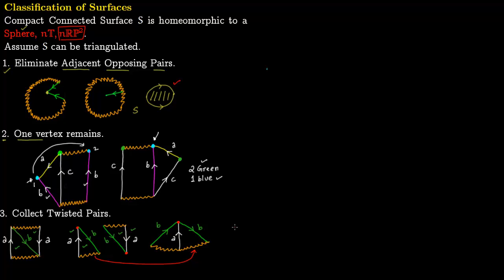So notice that for RP2 we have this. You have a disk and you identify edges like this. So in sphere, both of the arrows are going in the same direction. Here they are going into each other. So if all you have after this is just these edges going into each other, you will get n RP2 right here.